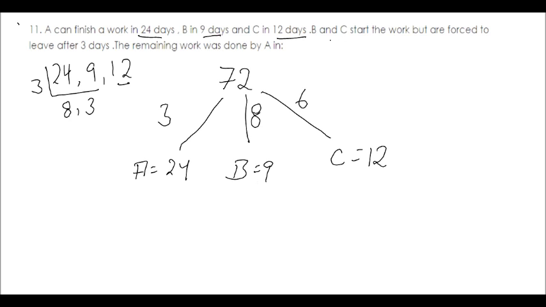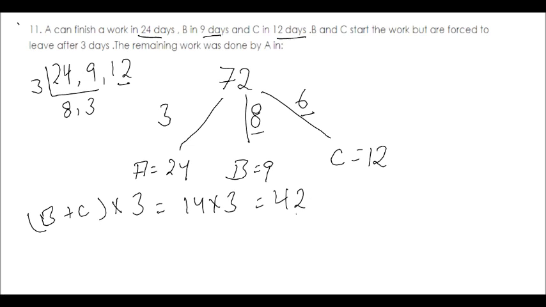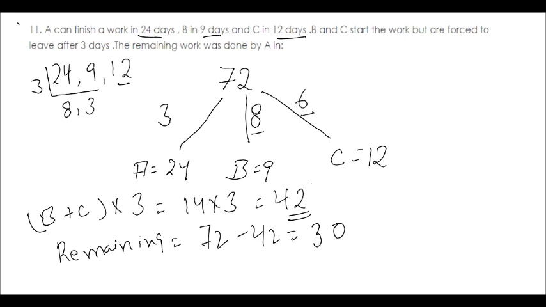Here B and C started the work but are forced to leave after 3 days. That means B and C worked for 3 days. B's efficiency is 8 units per day, C's efficiency is 6 units per day. So 8 plus 6 is 14, 14 into 3 is 42. So 42 units of work are already completed in 3 days by B and C. The total work is 72 units, so the remaining is 72 minus 42, which is 30. So 30 units of work has to be done by A.